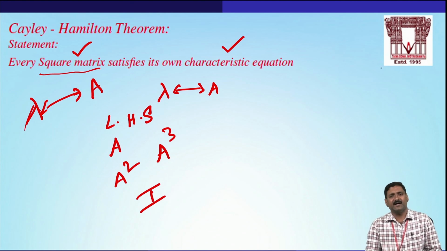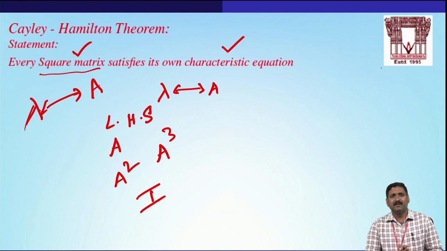After substituting the I value, A square value, A cube value into the matrix polynomial, by simplifying this matrix polynomial, finally you will get the 0 matrix of order 3 by 3 if the given matrix capital A is of order 3 by 3. If capital A is of order 2 by 2, you will get finally the 0 matrix of order 2 by 2.